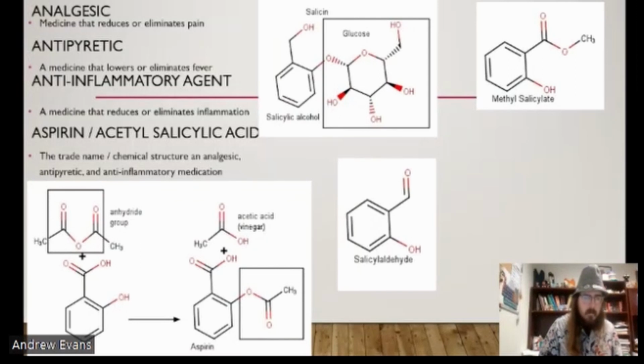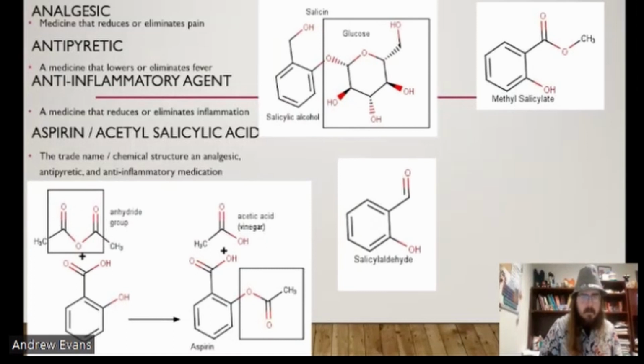So aspirin was first synthesized in 1853. It can treat arthritis, it can prevent certain types of stroke and heart attacks, and it can lower the risk of certain types of colon cancer. But aspirin, or as the chemical is known, acetylsalicylic acid, is formed by the acetylation of salicylic acid.